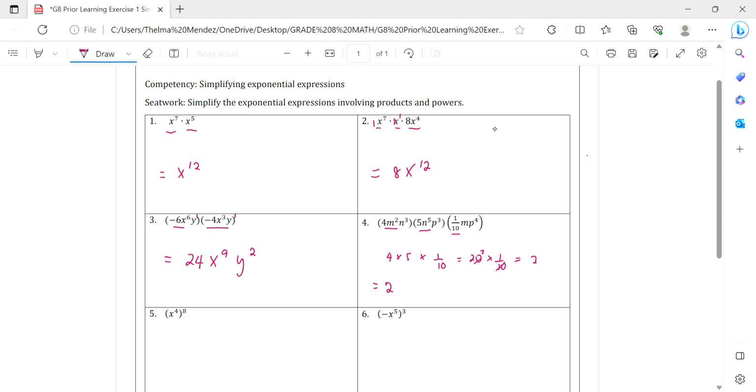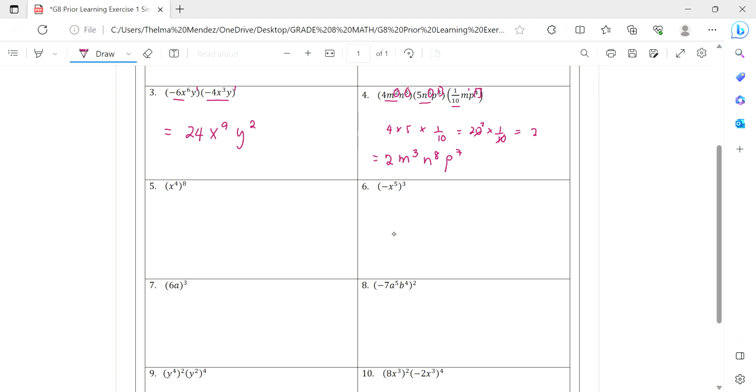How many m's do we have? Raised to 2 and raised to 1. So we have m raised to 3. And then n, how many n's do we have? Raised to 3, raised to 5. So 3 and 5, 8. And then how many p's do we have? 3 here and 4 here. So raised to 7.